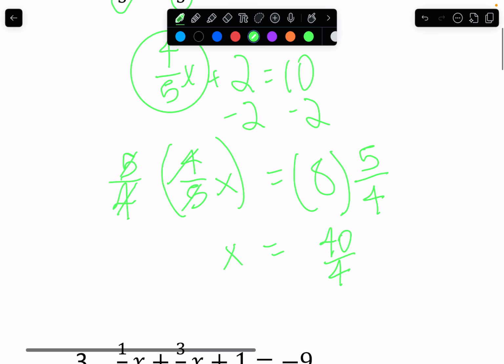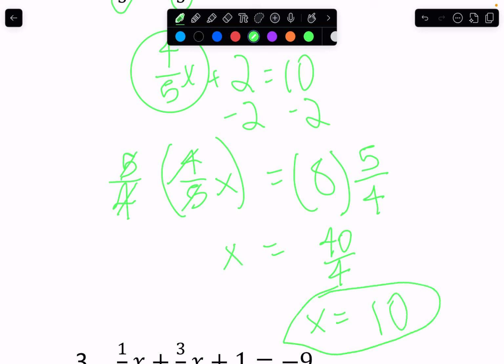Now, 40 divided into 4 pieces is just going to leave me with 10. Oh, that wasn't too bad, right? All right.